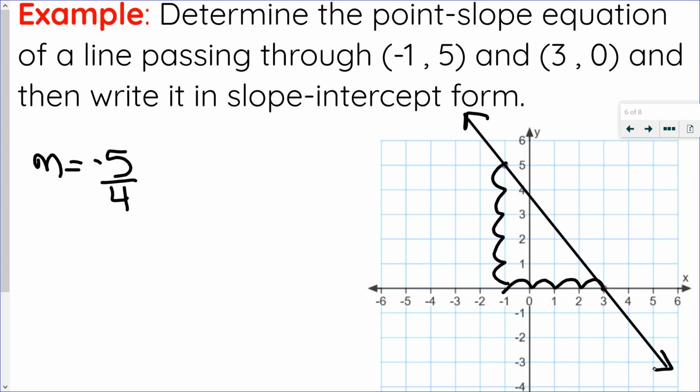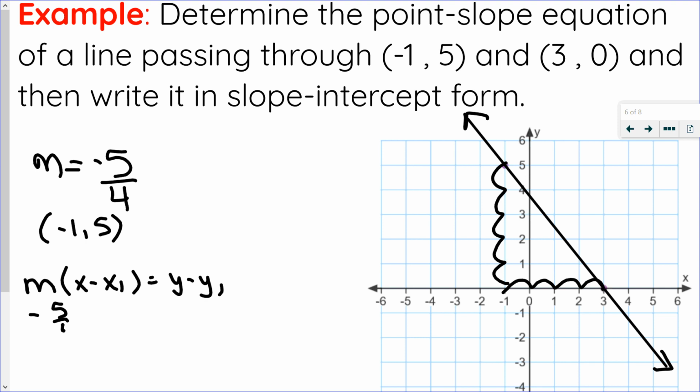So I know that my slope is -5/4, and I'm going to pick a point that it passes through. Now it does not matter which point that you pick. To illustrate that, I'm going to do this again with the other equation and just show you that they are in fact the same. So let's do the first point, which is -1 and 5. So my point slope form is m times x minus x1 equals y minus y1. So we have -5/4 times x minus -1 equals y minus 5.